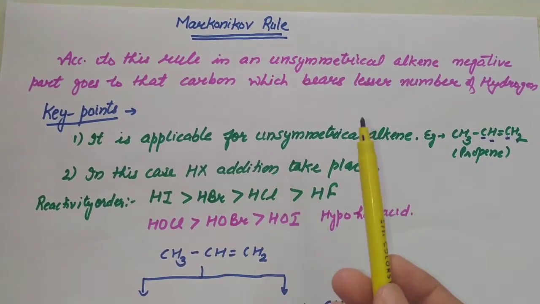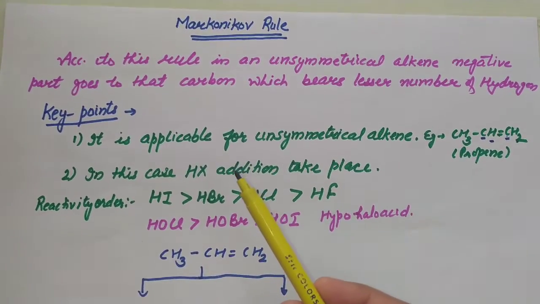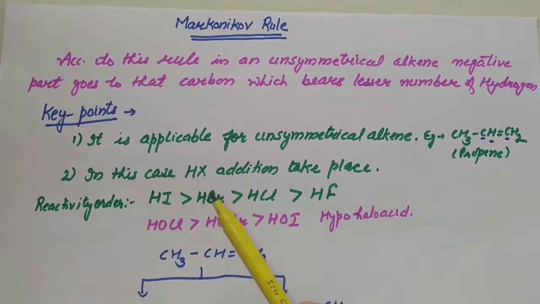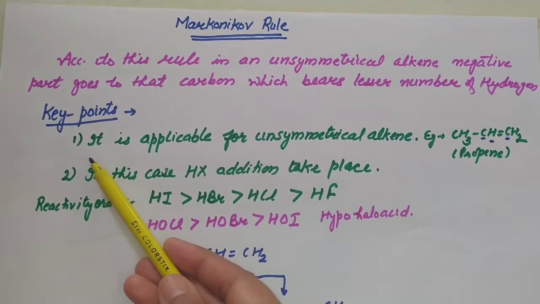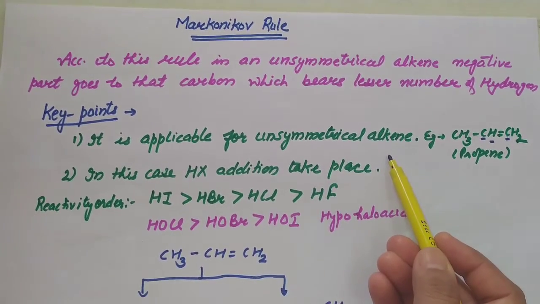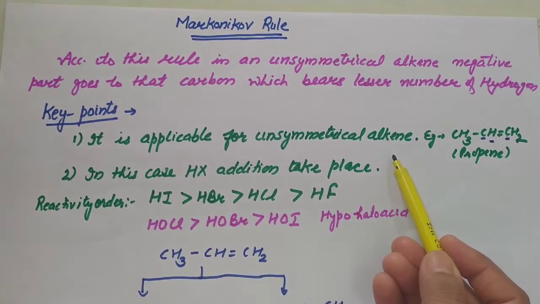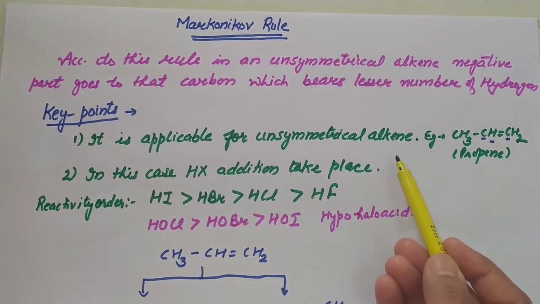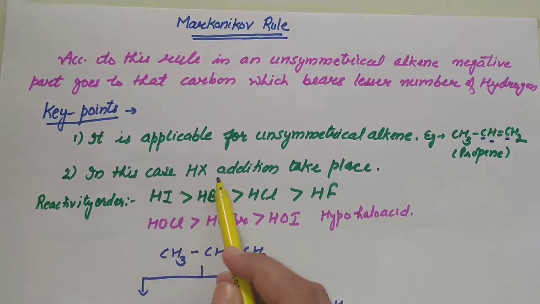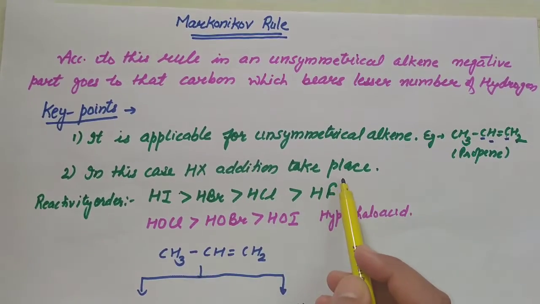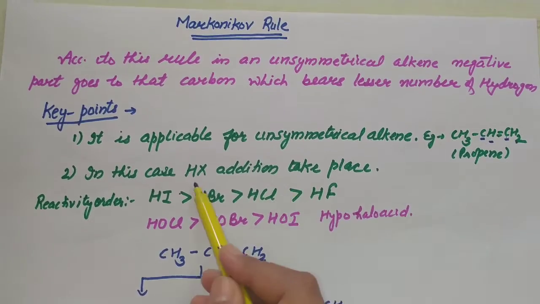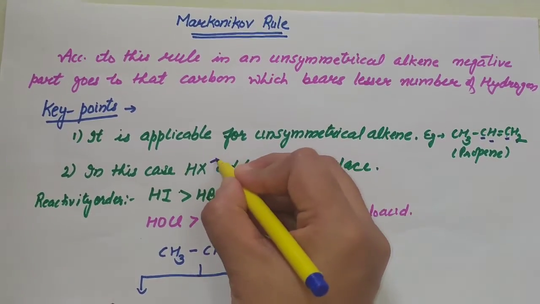Before going to the mechanism of the Markovnikov rule, there are certain key points you have to remember. The first key point is that it is applicable to unsymmetrical alkenes. The second one is that in this case, addition of hydrogen halide takes place in the Markovnikov rule. HX means hydrogen halide.